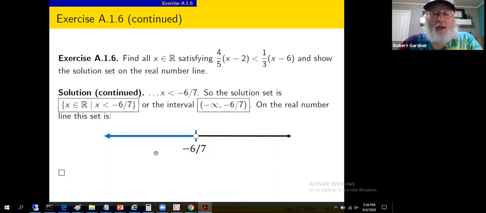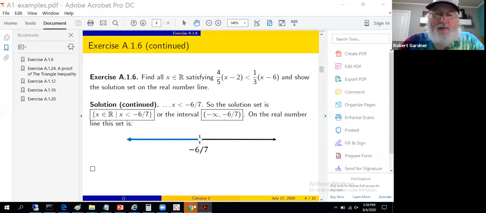Or on the real number line, we can draw a picture like this. So we go to negative 6/7, put a little open circle there because that's not included, and shade in everything to the left. Shaded it in blue the way the book does. So there's that inequality solved for x, expressed as a set, expressed as an interval, and expressed as a drawing. So we did what they asked for and more. Back to the notes.